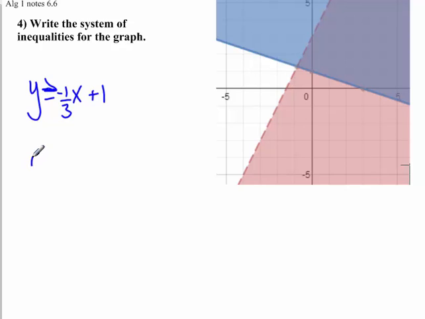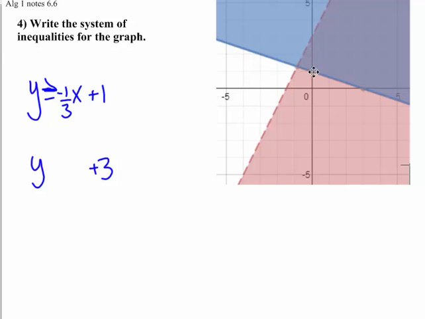I'm going to do the same thing. Y is, alright, I'll leave this part alone. I can tell it's not going to be equal to because it's a dashed line. So what's the y-intercept? It's up here. 1, 2, 3. It's at 3. So it's a positive 3.